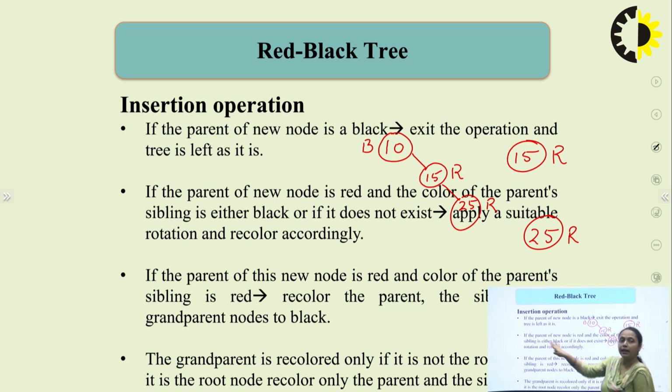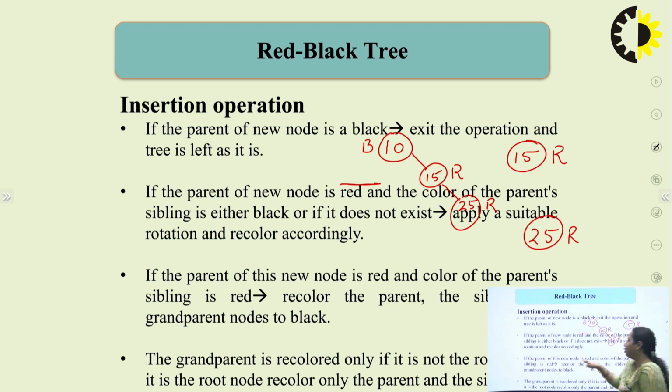So how are recoloring and rotation done? If the parent of the new node is red, as in this example, and the color of the parent's sibling is either black or it does not exist, you can see the parent is red in color and the sibling of the parent is black. Sibling is what? The node which is here. If there is no sibling, it also means that it is black in color, and if the sibling exists and it is black in color, then apply a suitable rotation and recolor accordingly. After applying the rotation, we will recolor the nodes.